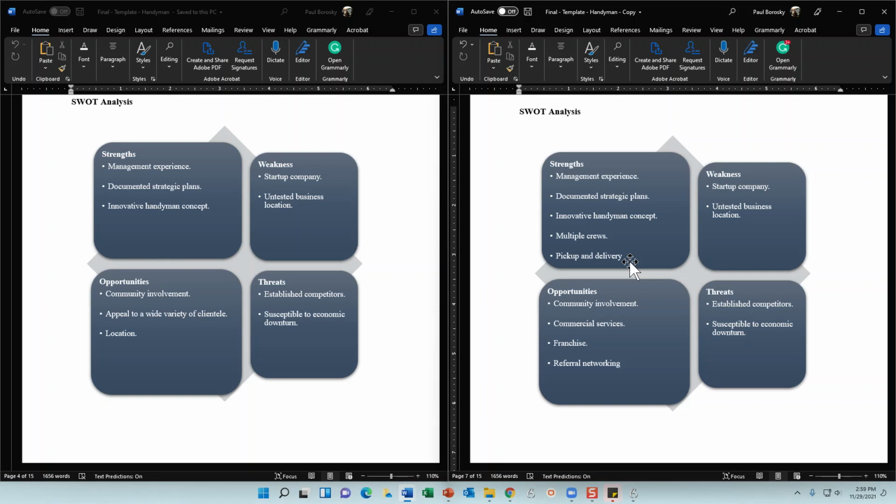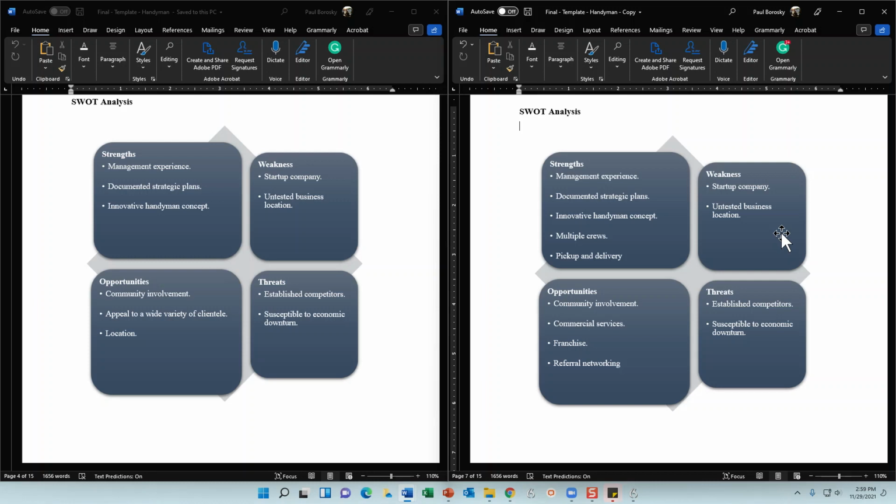The next thing that I did for weaknesses is a startup company and untested business location. I usually use that same strategy for weaknesses for just about every one of the business plans that I write, whether it be for templates or custom writing. A startup company, well, that's going to be evident. Most of the people that are writing business plans are going to be a startup company. An untested business location, well, unless you had a handyman business at the specific location that you're going to be taking over, then that is necessarily true because it's untested. It's a new location, so you don't know how that location is going to either benefit or pose some challenges for you. You don't know that yet, thus the untested business location.